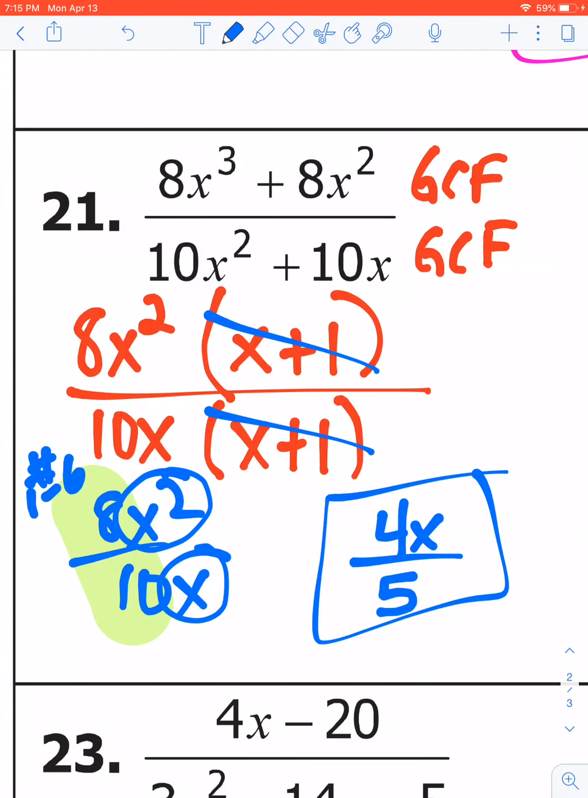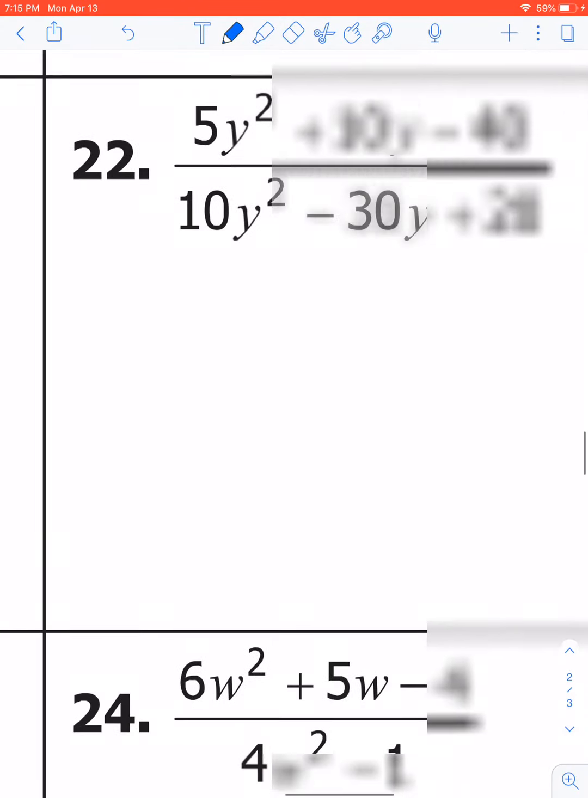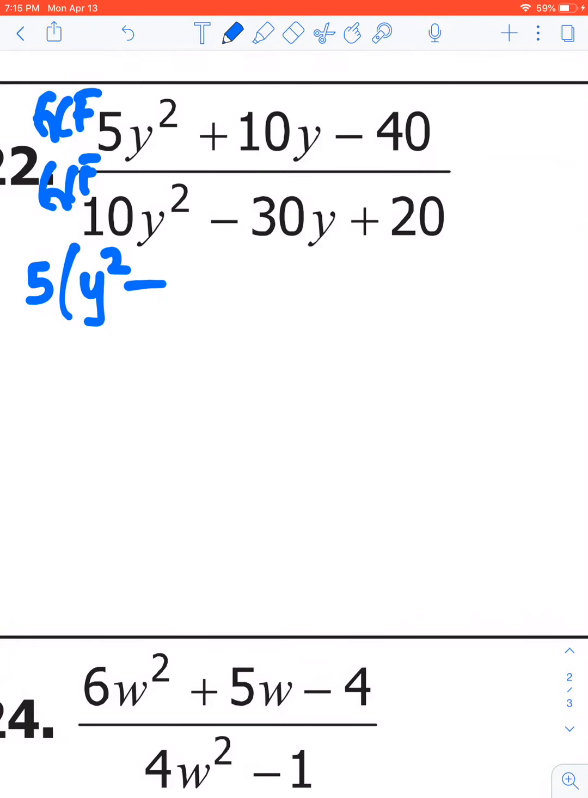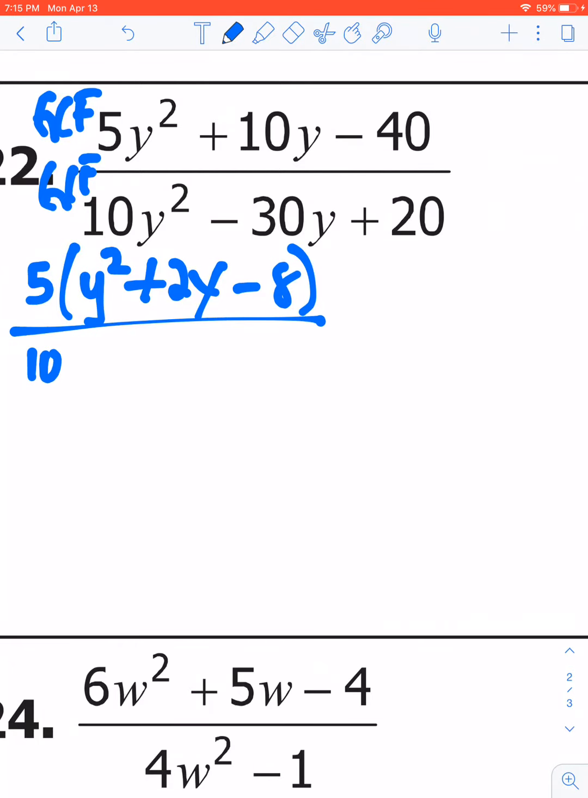All right, friends, this is where this starts to get kind of ugly. Why? Because we have more intense factoring. Are you ready? On this problem, first step, both the numerator and the denominator have a GCF. So I can take out a 5 in the numerator, and I'm left with y squared plus 2y minus 8. And in the denominator, I can pull out a 10, and I'm left with y squared minus 3y plus 2.